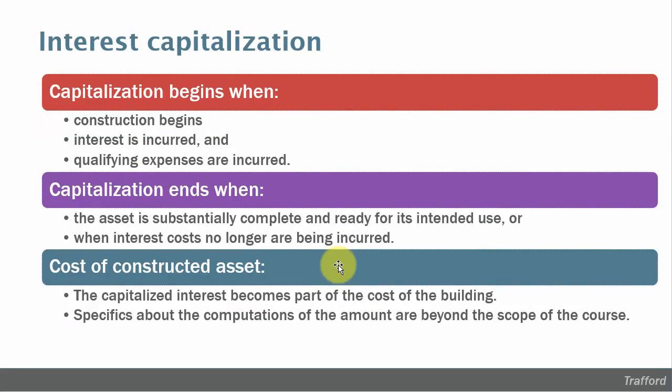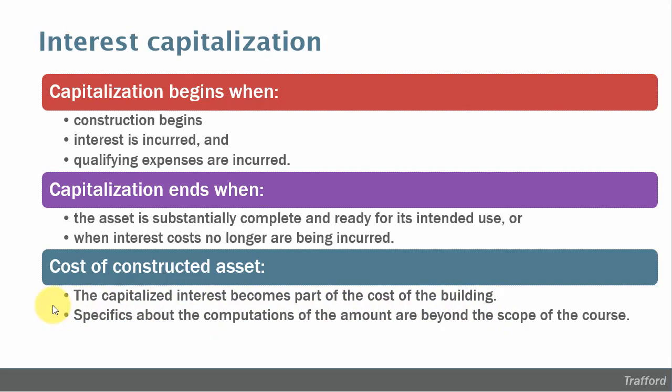When we compute construction period interest, we start capitalizing interest when all three of these things have happened. The construction has begun, there's interest being incurred, and you've actually got some qualifying expenses being incurred. The construction period ends and you stop capitalizing interest when the asset is ready for use or when you've stopped incurring interest. The computation of construction period interest is again beyond the specifics of this course, but I would like you to know that when there is construction period interest, it's capitalized.